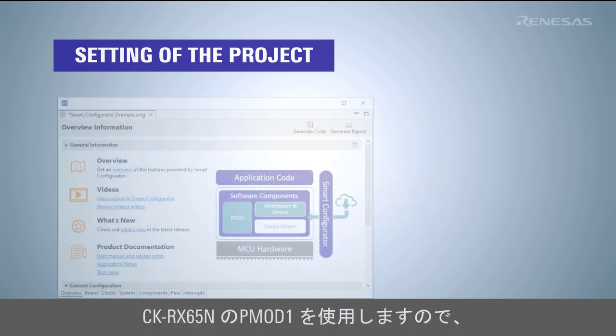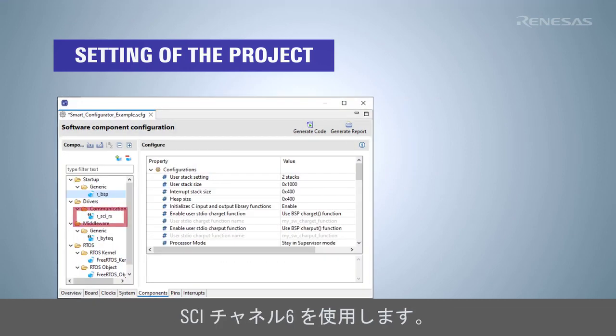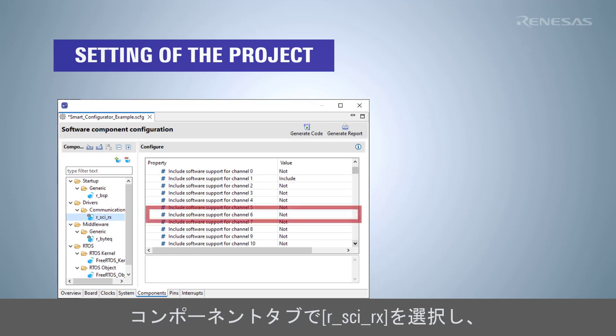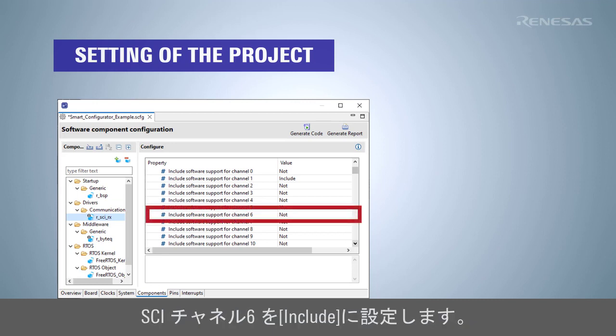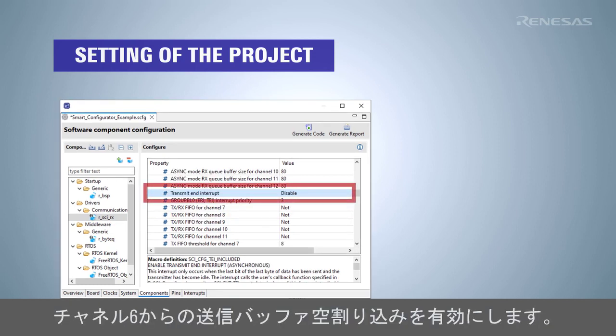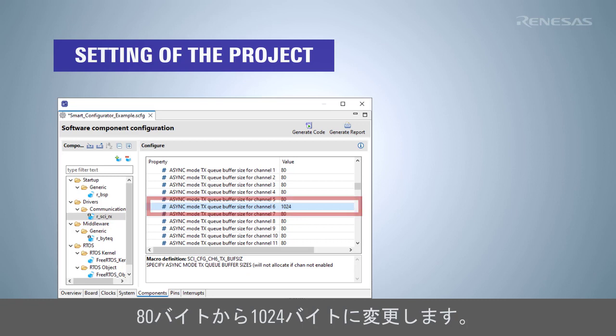To use PMOD 1 of the CK-RX65N board, set up SCI Channel 6. Select r_sci_rx on the Components tab page and set Include for SCI Channel 6. Enable transmit buffer and interrupts for Channel 6. Change the size of the transmit buffer for Channel 6 from 80 bytes to 1024 bytes.